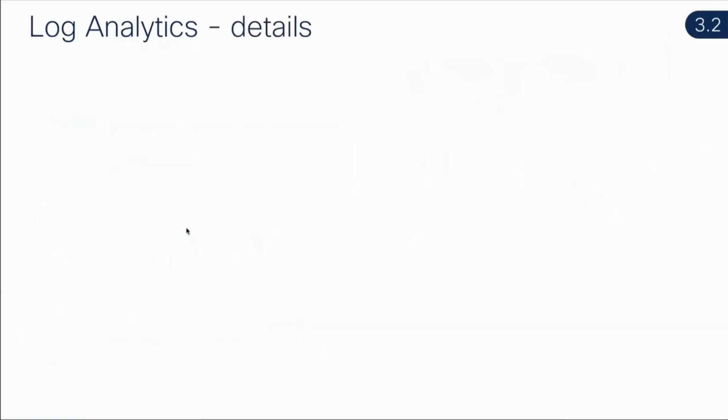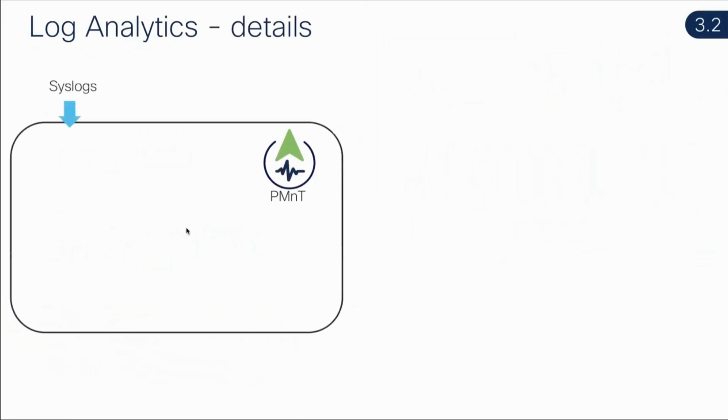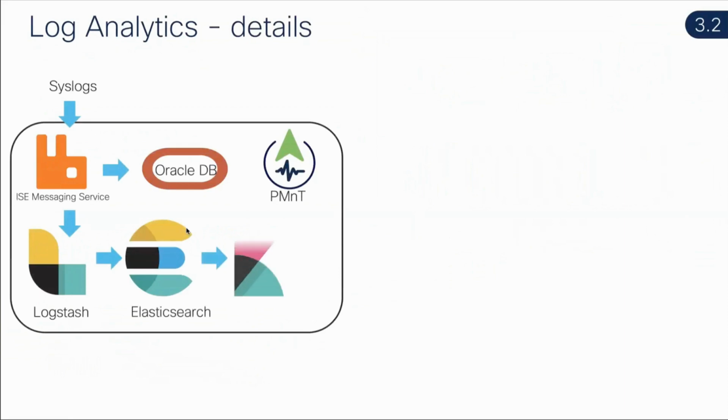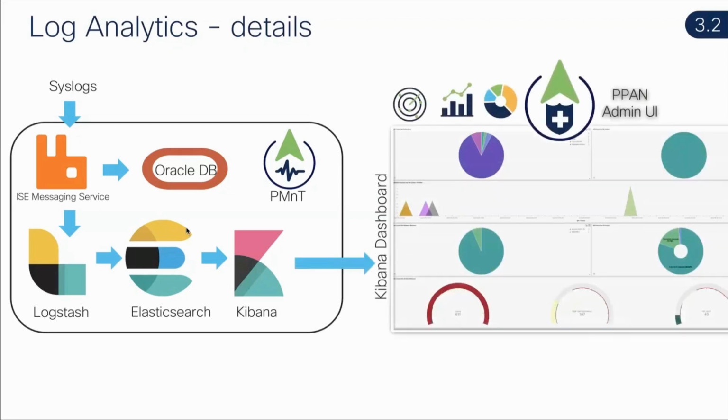It runs on the MNT database, and let me give you the details. It runs on the primary MNT database. As soon as the syslogs are received on the primary MNT, they get collected on the ICE messaging service, and the ICE messaging service sends them to the Oracle DB as well as to Logstash. Logstash formats them and puts them into the Elasticsearch database, and then using the Elasticsearch database, Kibana can be used as a front end to create your own dashboards and dashlets, which is available from the PAN UI.